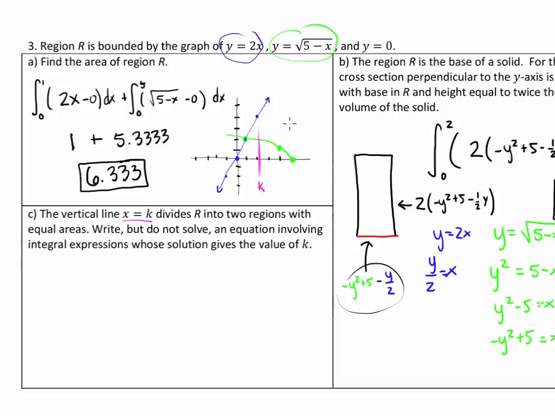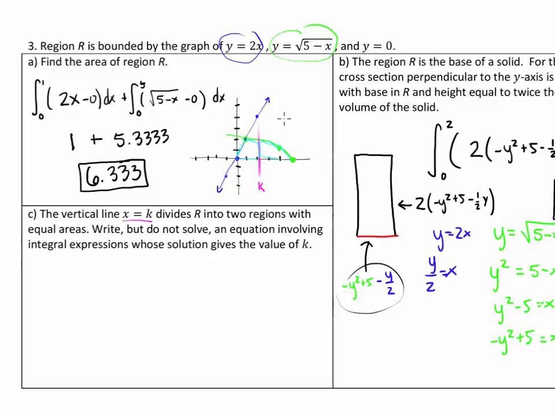So what I want to do is come up with an expression involving integrals, where if I were able to solve it, which we've never really learned how to do, I could figure out what k is. We've never learned how to solve for k in this sense, because you'll see k is going to be in a bound. So let's see what's happening here. I've got this area over here, and it is the same size as this area over here.